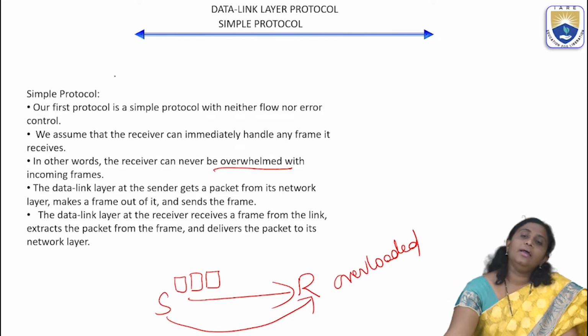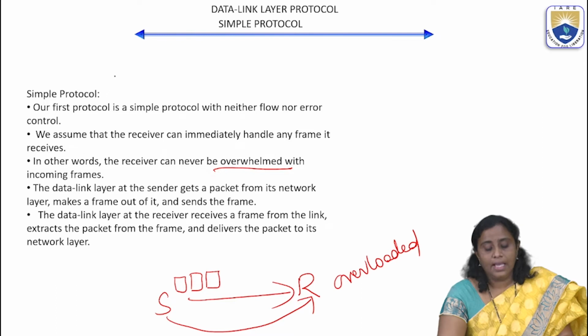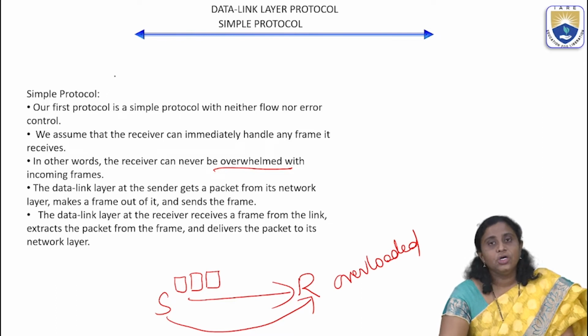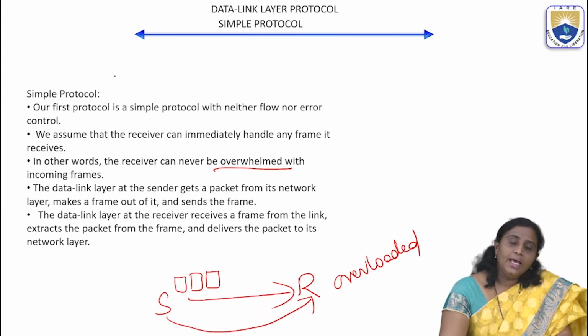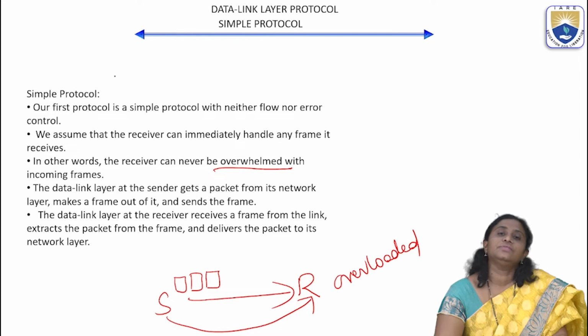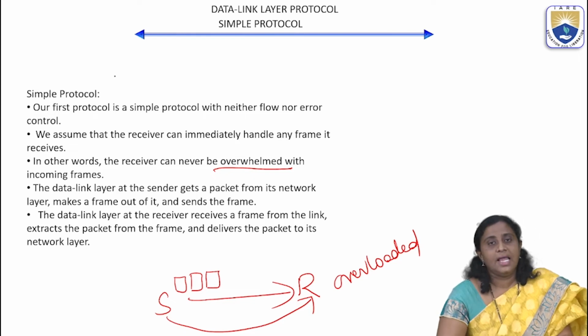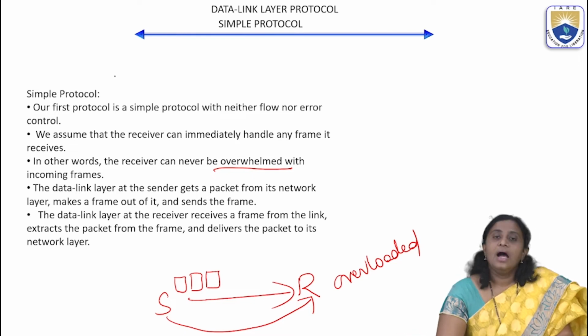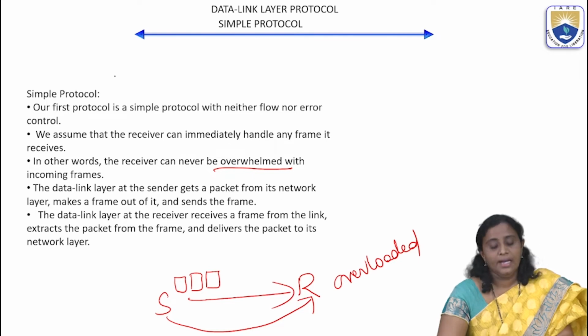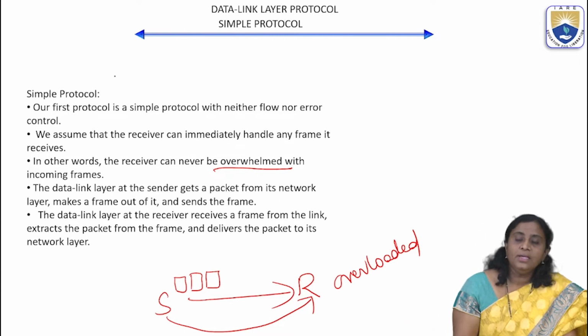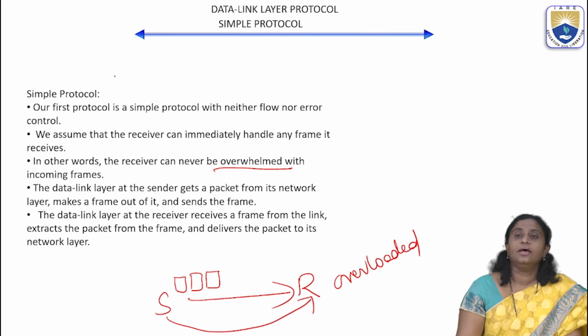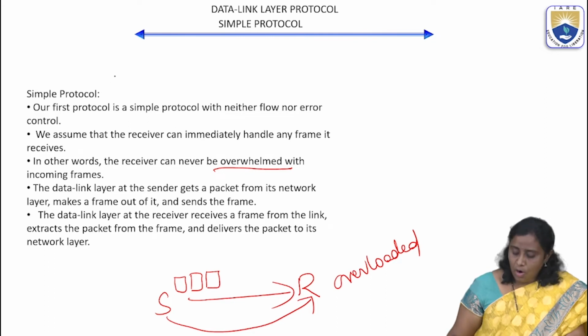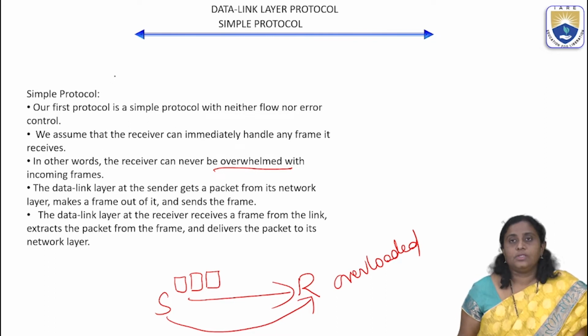So the data link layer at the sender gets a packet from its network layer, makes a frame out of it and sends the frame. The data link layer, or DLL, at the receiver side receives a frame from the link, extracts the packet from the frame and delivers that packet to its network layer. This is the main concept which should be included under the simple protocol of data link layer protocols.